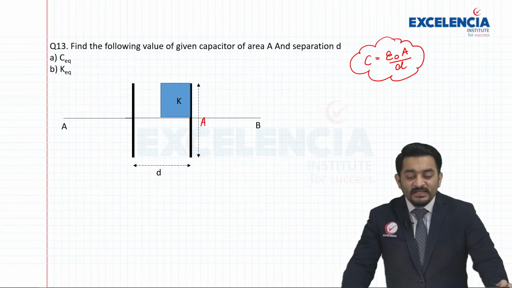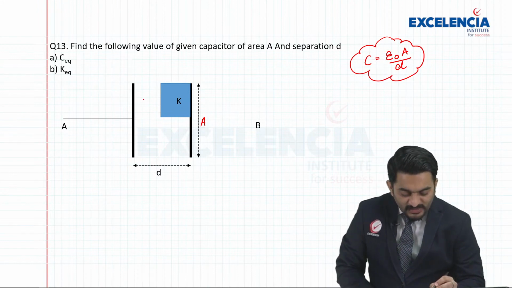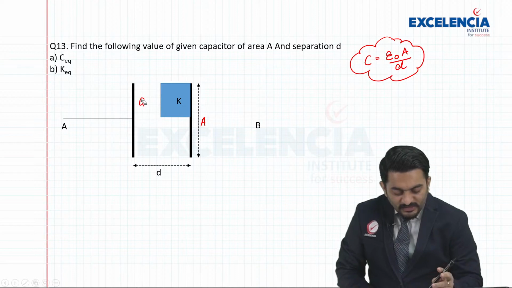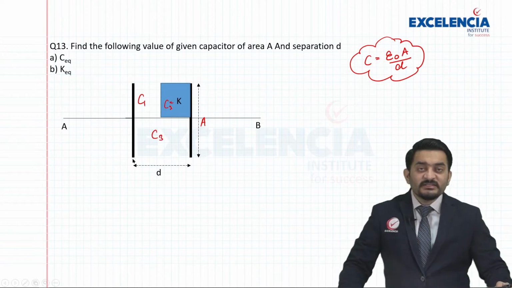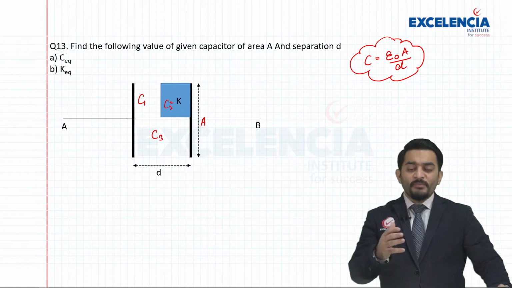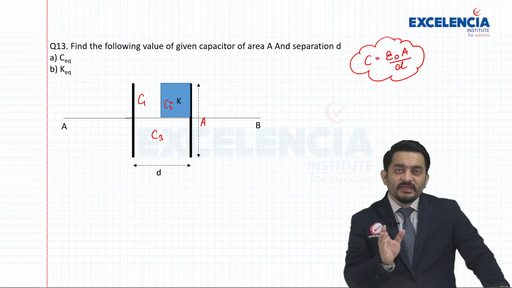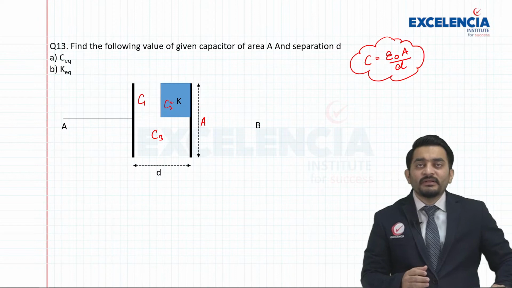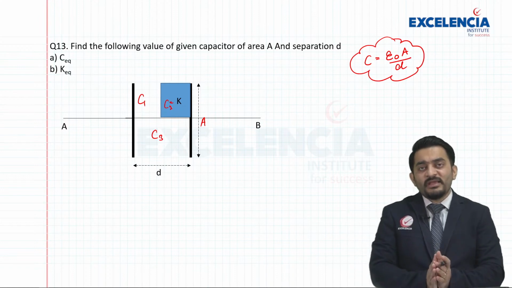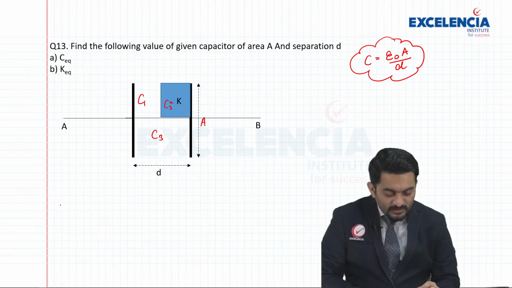But how we need to understand this particular case: first, you can consider that it appears to be 3 capacitors. This is C1, this is C2, and this is C3. In C1 and C3 there is no medium present, which is basically air, and for the C2 capacitor they have inserted some dielectric whose value is given as K. How can we calculate the C equivalent? I will tell you how you can make this question very easy and solve this particular part. So what you can do is redraw this diagram.